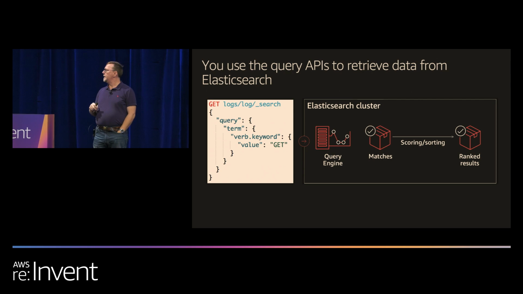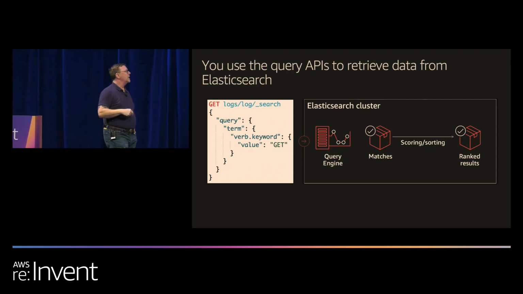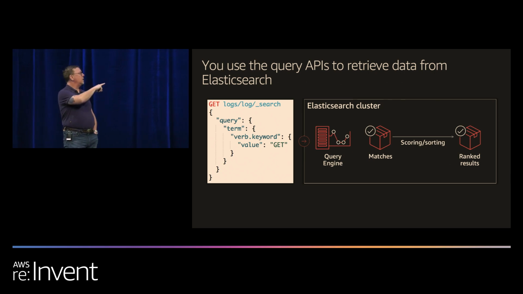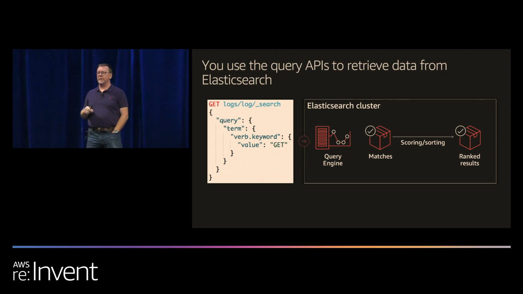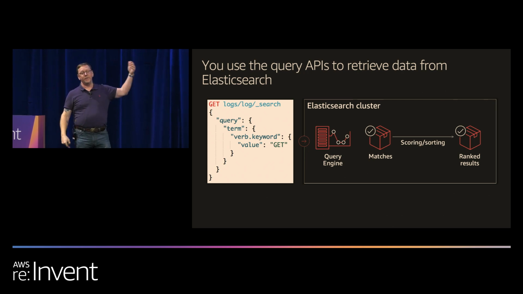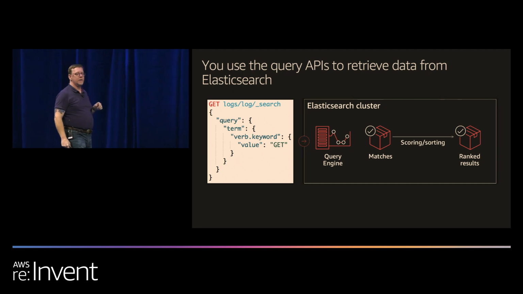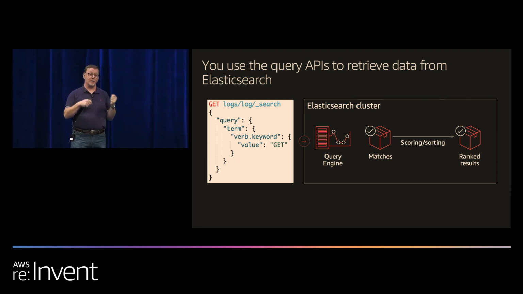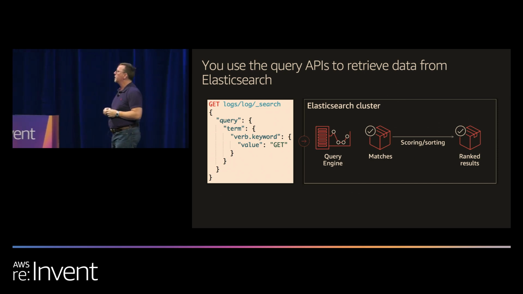Use query APIs to retrieve data from Elasticsearch. So in this case, we're issuing a GET to the search API against the logs index. And here we're querying for the verb is GET. This query will retrieve from Elasticsearch, if it's Apache weblog lines, which is the source of the data, all of the Apache weblog lines as JSON that have GET as the HTTP verb for them.